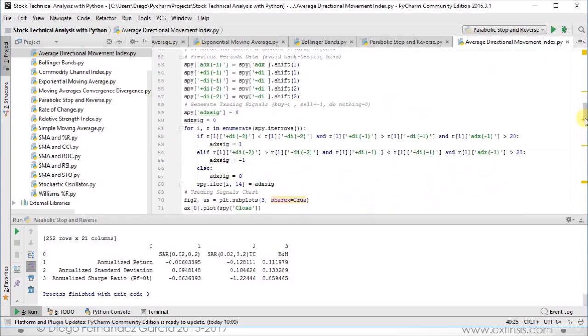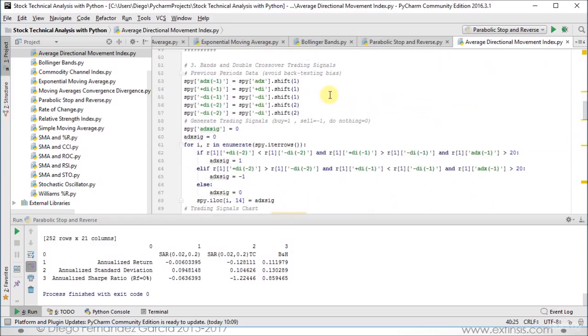Next, we are going to calculate bands and double crossover type of trading signals. For this, we are going to create columns with previous periods data so that we avoid the backtesting bias, meaning that we're going to implement our trading signals 1 day later from when they are observed. Therefore, we are going to calculate previous periods average directional movement index, positive directional index, and negative directional index, and second previous periods positive and negative directional index. The reason we're only calculating the average directional movement index for previous period is that it's only used for confirmation.